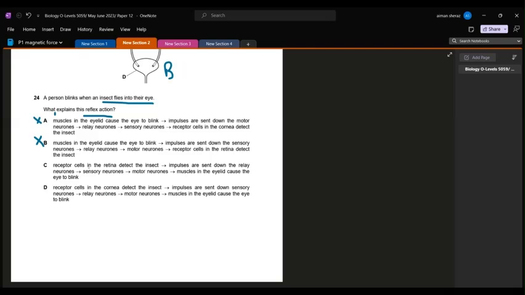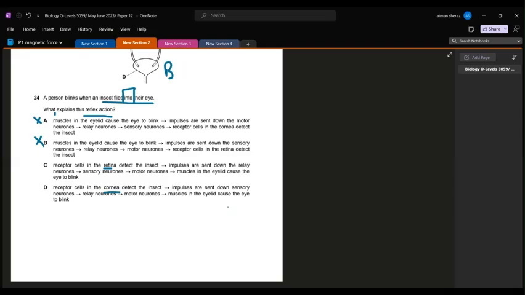So it says receptor cells in the retina detect the insect and receptor cells in the cornea detect the insect. So you have to read the statement carefully. It says into their eye. So just imagine if something quickly hits your eye, it is going to hit the outermost part, which is the cornea in anyone's eyes. Retina comes later. Firstly, you have the outermost layer, which is the cornea, so it is going to hit directly into that. That's one way you can identify out of C and D which option was right.